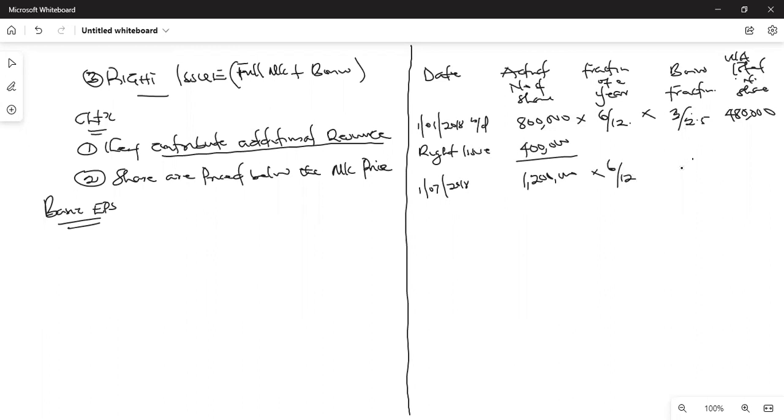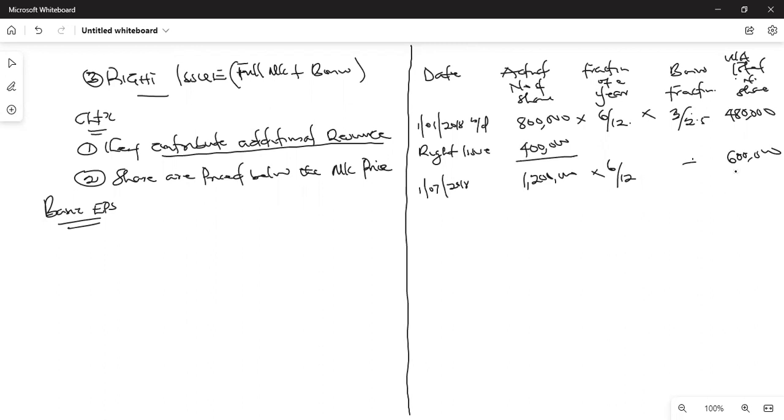Do we need to bring the bonus fraction? No. Why? Because we apply it up to the date. All right, so that is what we have done. So we don't need to bring it. The date the bonus fraction happened, you don't need to apply. The date the rights issue happened, you don't need to apply the bonus fraction. So that is all. So we multiply this one. Easy chop, it is 600.